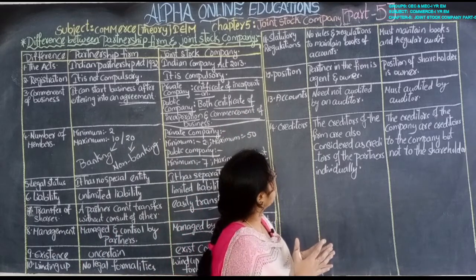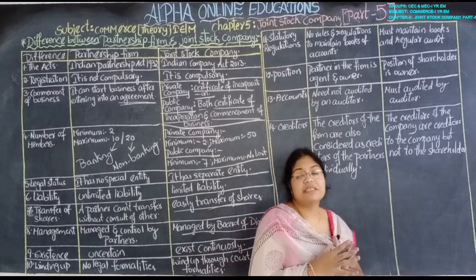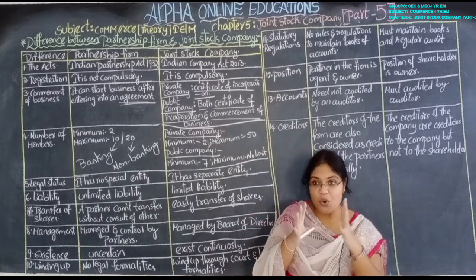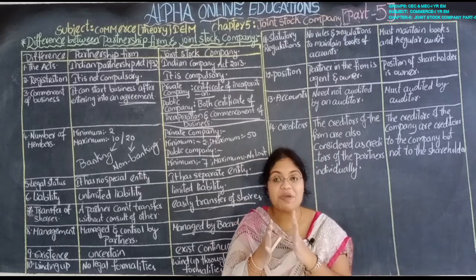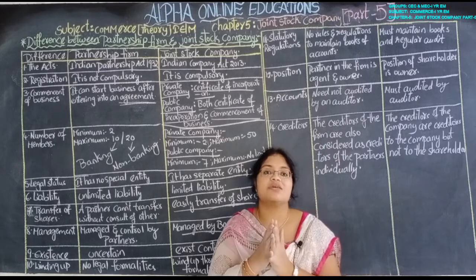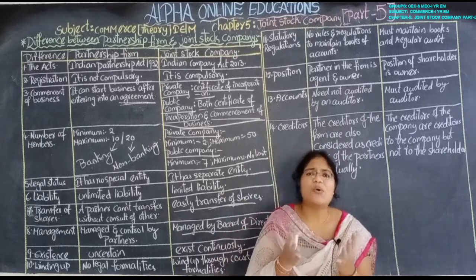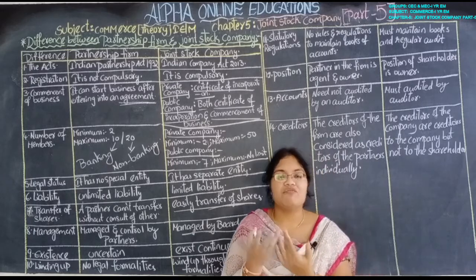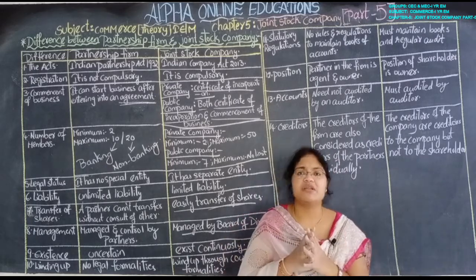Let us see the 11th one, statutory regulations. No rules and regulations to maintain the books of accounts. In the partnership form, there is no kind of rule or regulation to prepare the books of accounts or to prepare the records of the accounts. So there is no need. It is not mandatory. If the partners want to do it, they can. If they are not interested, there is no need to prepare.